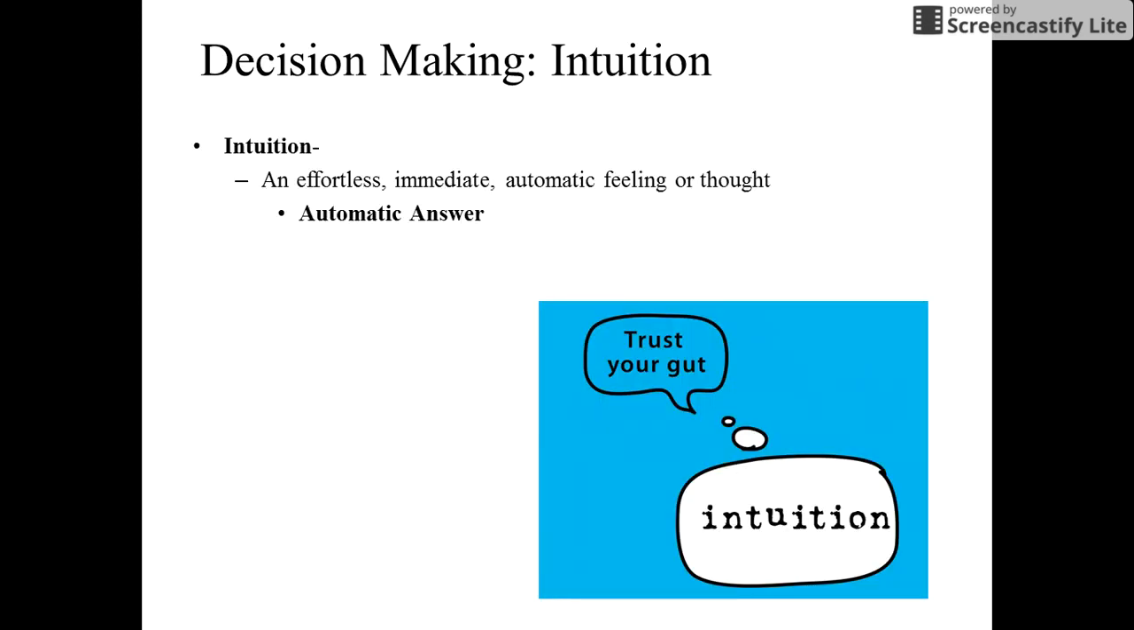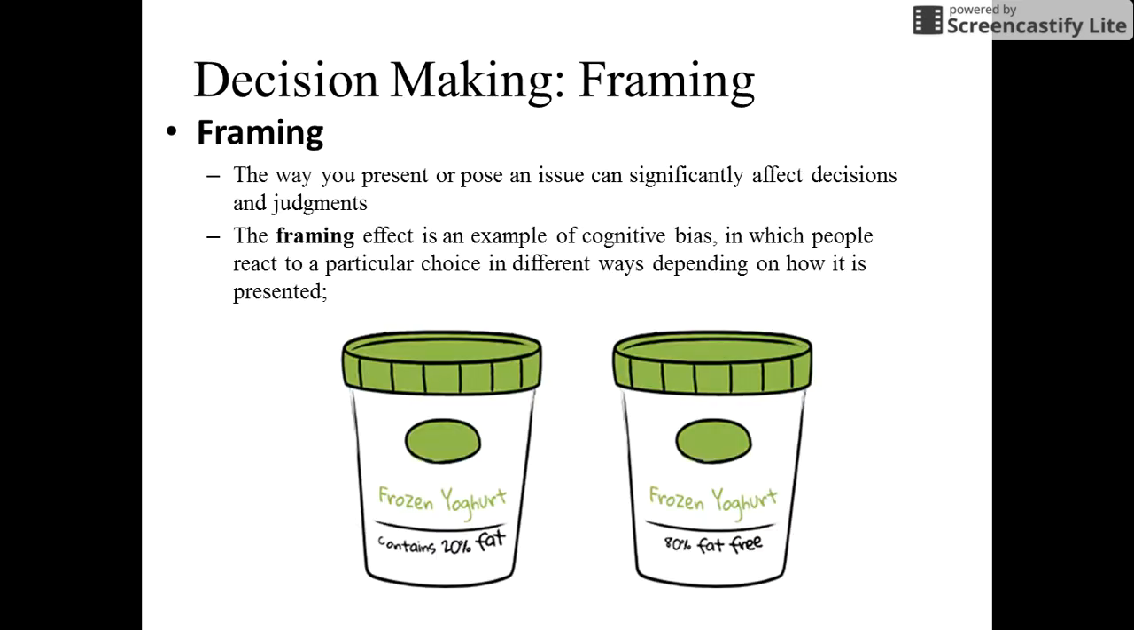Intuition, again, we've talked about this with research, why you need to do research. Intuition is your gut thought and feeling. Trust your gut. It's an effortless, immediate, automatic feeling or thought. It's an automatic answer that just comes to you. Sometimes, again, this influences your decision, which, if it doesn't have a lot of evidence behind it, it could be wrong. Framing also can influence your decision.